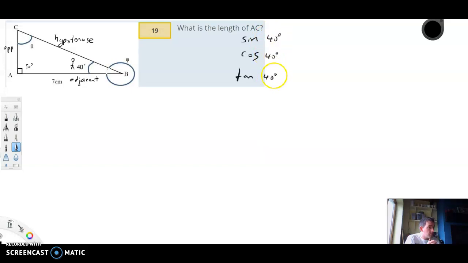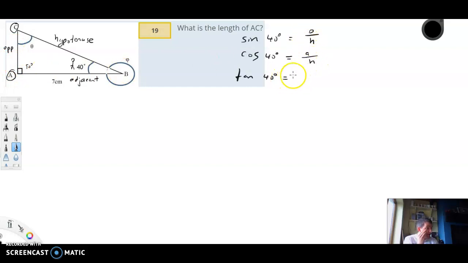So the sine of 40 degrees is the opposite over the hypotenuse, O over H. And that one's no good to us because we don't know O or H. Cosine 40 is adjacent over the hypotenuse. That's no good because we're interested in AC. We're interested in the side here, and that's the opposite, and that's not involved here at all.